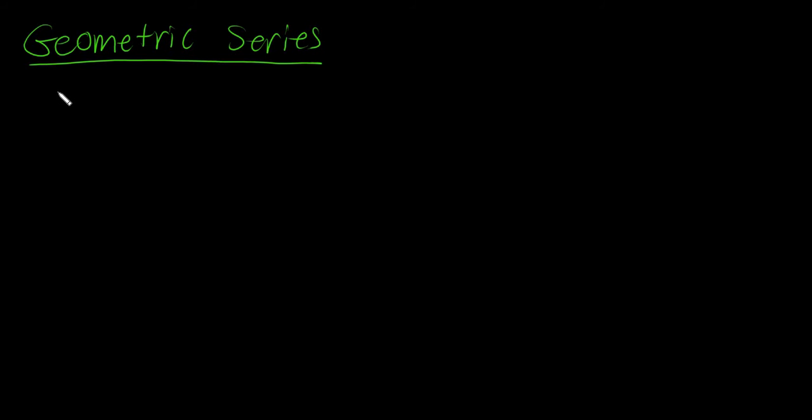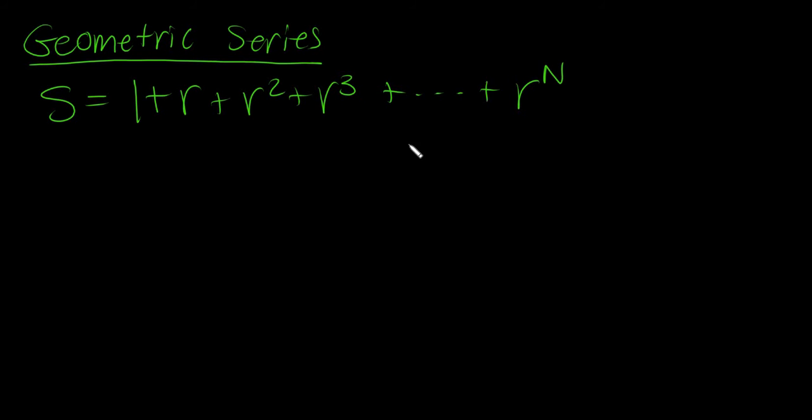Well, basically, say I had s and I said it was equal to 1 plus r plus r squared plus r cubed, up to r to the capital N. My question is, is there a more convenient way to write this down? Well, there is, and this is a geometric series right here. Let me show you why.